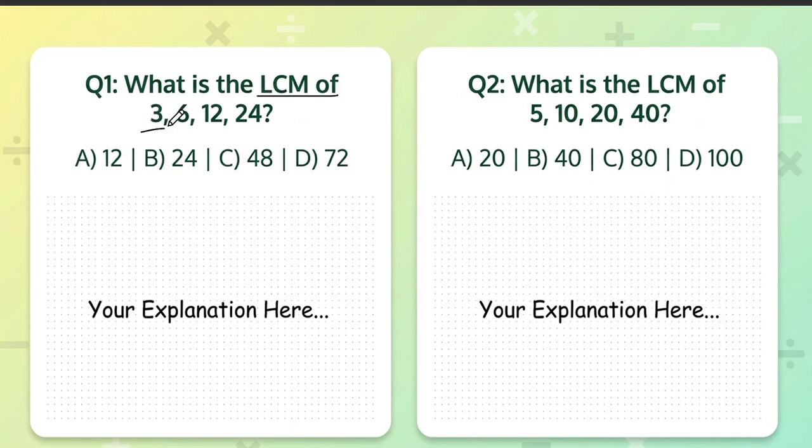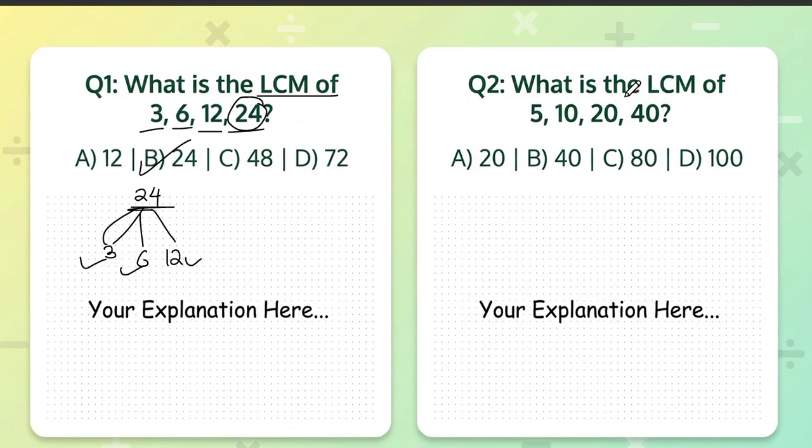What is the LCM of 3, 6, 12 and 24? What is the largest number here? 24. Now check the remaining numbers. Does 3 divide 24? Yes. 6 divides 24? Yes. 12 divides 24? Yes. So all these numbers pass our divisibility test for 24. That means the largest number 24 is our LCM.